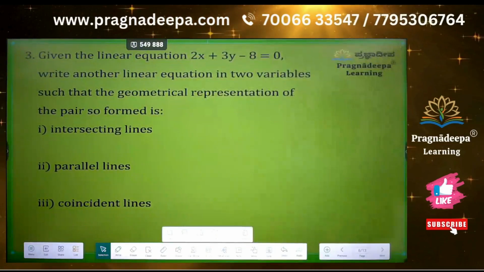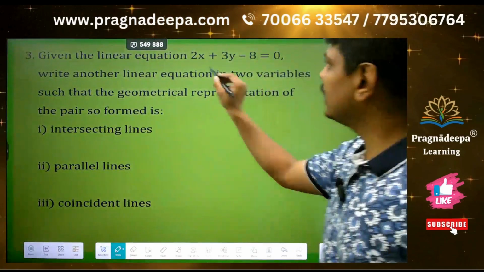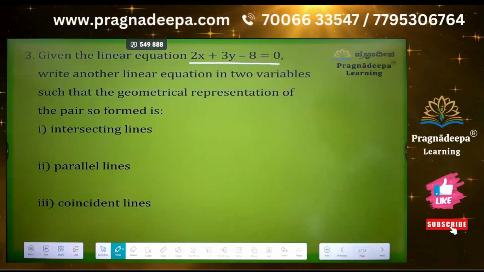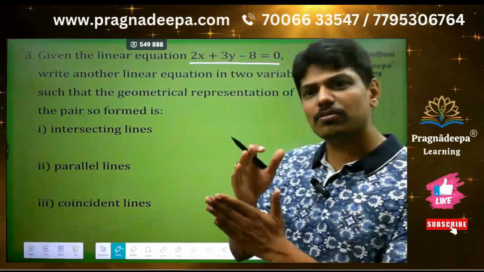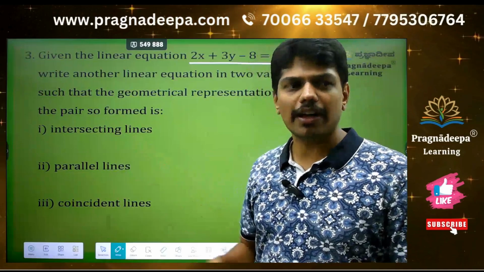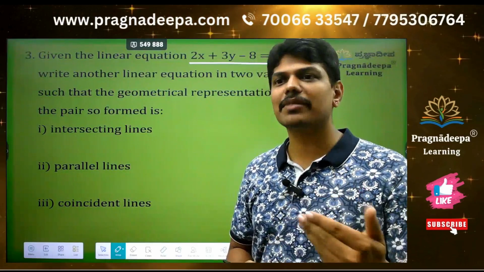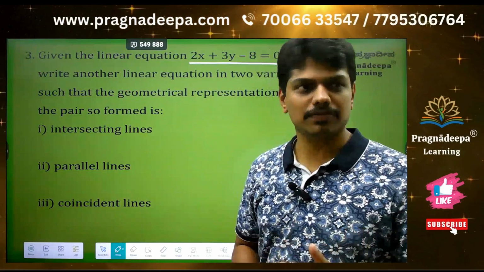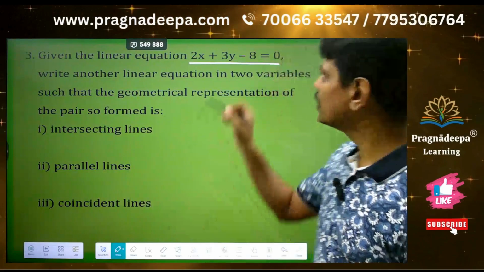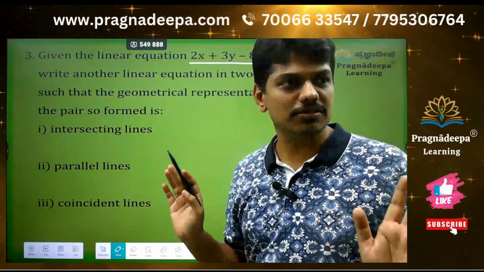Now try to understand. The linear equation 2x plus 3y minus 8 is a given line. For this given line, we have to draw one more intersecting line, first sub question. If you want to draw an intersecting line, what ratio do you have to maintain? A1 by A2 should not be equal to B1 by B2. You fix one ratio. A1 by A2. Shall we fix A1 as 2?